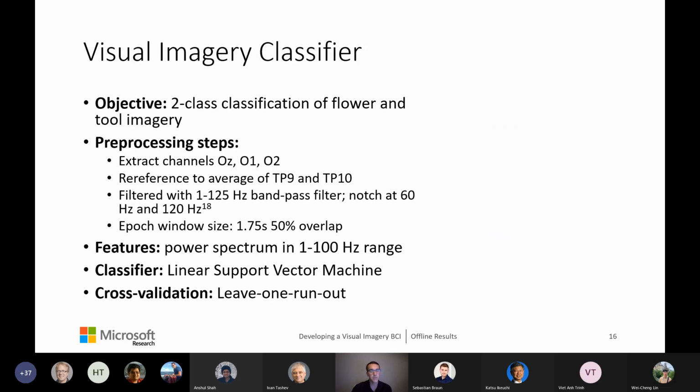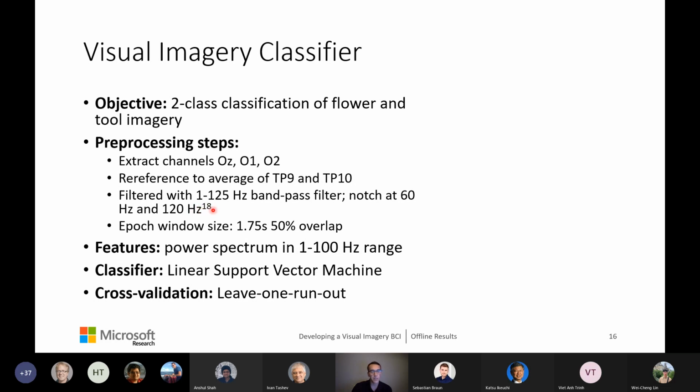So moving on to the visual imagery classifier. The objective here was to perform a 2-class classification of when they were imagining the flower stimulus and imagining the tool stimulus. Similar processing steps: extracting the Oz, O1 and O2 channels in the back of the head, re-referencing them to the ones behind the ears, except now we're filtering the data with a larger frequency band. With the observation periods, we used 1 to 40 hertz, but for visual imagery, it seems like the higher gamma range contains a little bit more information about imagery periods.